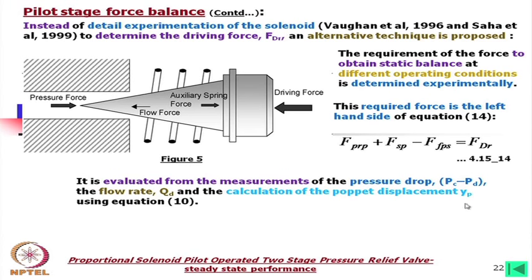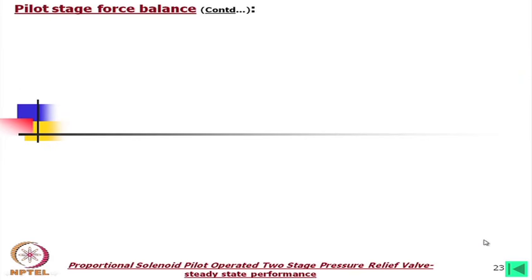The calculation of the poppet displacement YP using equation 10 can now be achieved. So, this we found out experimentally: flow was measured, and the pressure drop was also measured. So, what could be established is what the displacement will be for various pressure drops. Maybe it is related to the pressure drop. So, once the flow is known, and from this data which we examined earlier, we could make an estimate of what the displacement YP will be there.